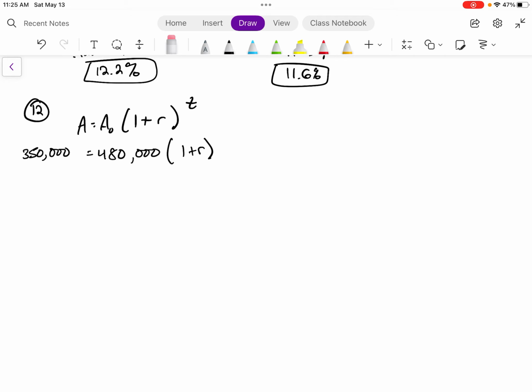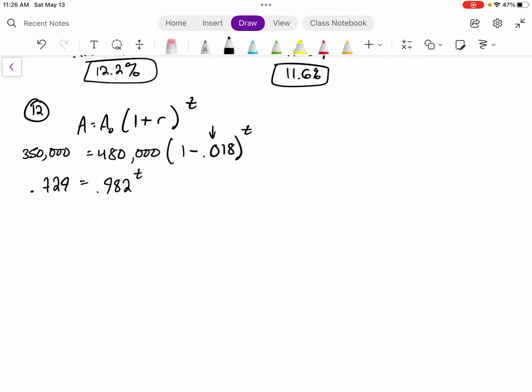Okay, and we're going to be searching for t. We know the rate. The rate is negative 1.8, right, so minus 0.018, make sure you have the 0 here, right, and we're raising this to the t. We want to find out when this is true. Okay. Well, 350 divided by 480, that's 35 divided by 48, that's just 0.729. And on the other side, we're going to have 0.982 raised to the t.